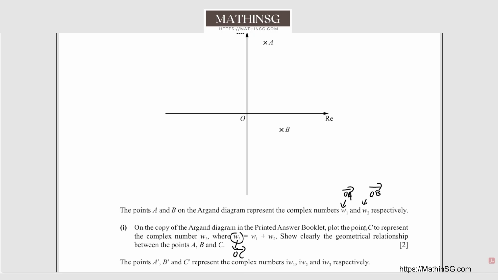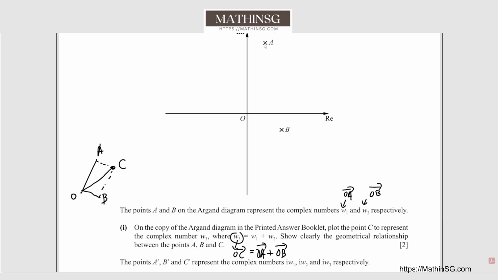So that means because C is going to represent W3, OC is going to be equal to OA plus OB. Okay? So OA plus OB is equal to OC. So you can use the parallelogram rule, right? This is A, this is B, this is O. If I were to complete the parallelogram, this point here will be C. So C is the point on OACB such that OACB is a parallelogram.